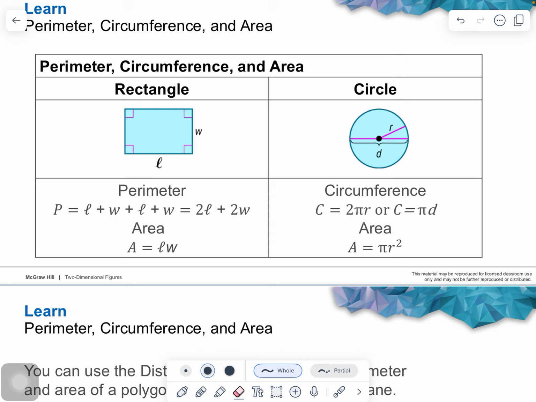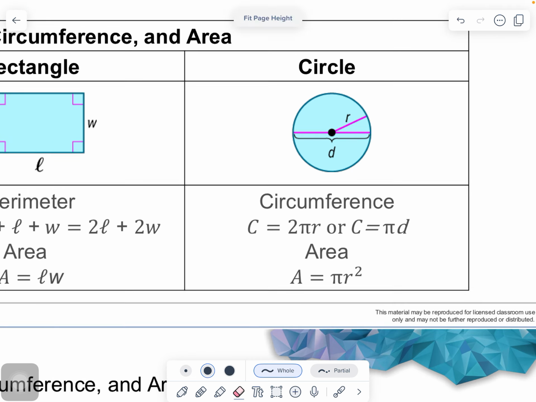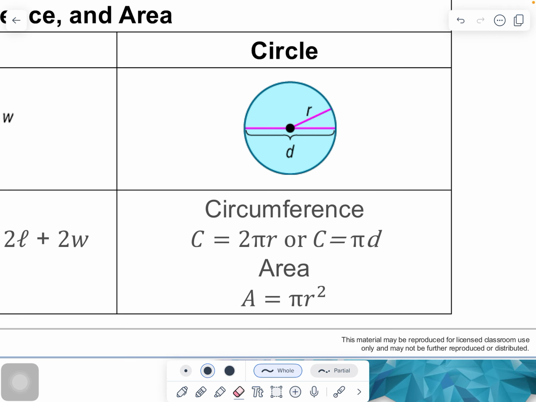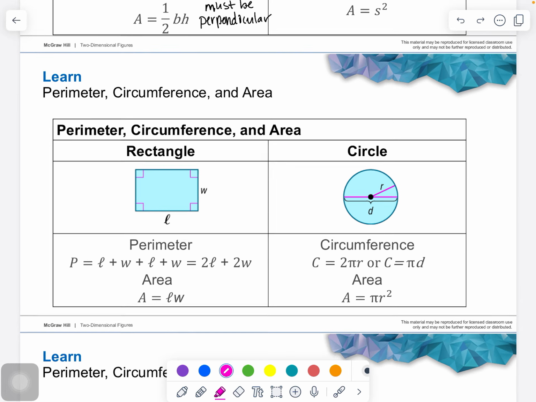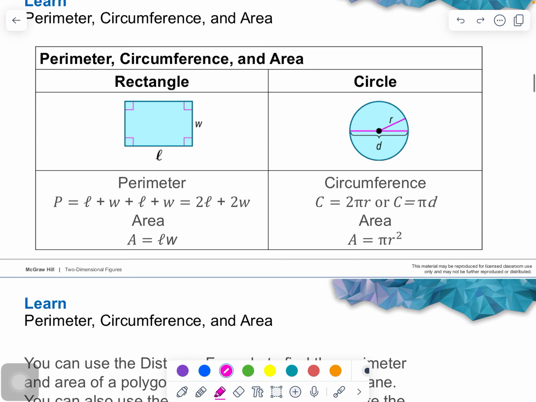And circumference. That's built off of that term pi. Circumference is 2 times pi times r, r being the radius there. Or knowing that 2 times the radius is the diameter, you could then replace it with diameter, and it's pi d, pi times the diameter. And area is pi r squared.